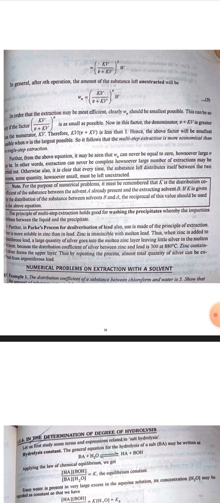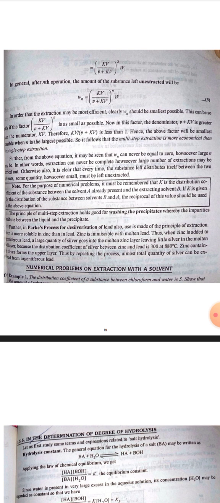Note: for the purpose of numerical problems, it must be remembered that K is the distribution coefficient of the substance between the solvent A already present and the extraction solvent B. If K is given for the distribution of the substance between solvent B and A, the reciprocal of its value should be used in the above equation.